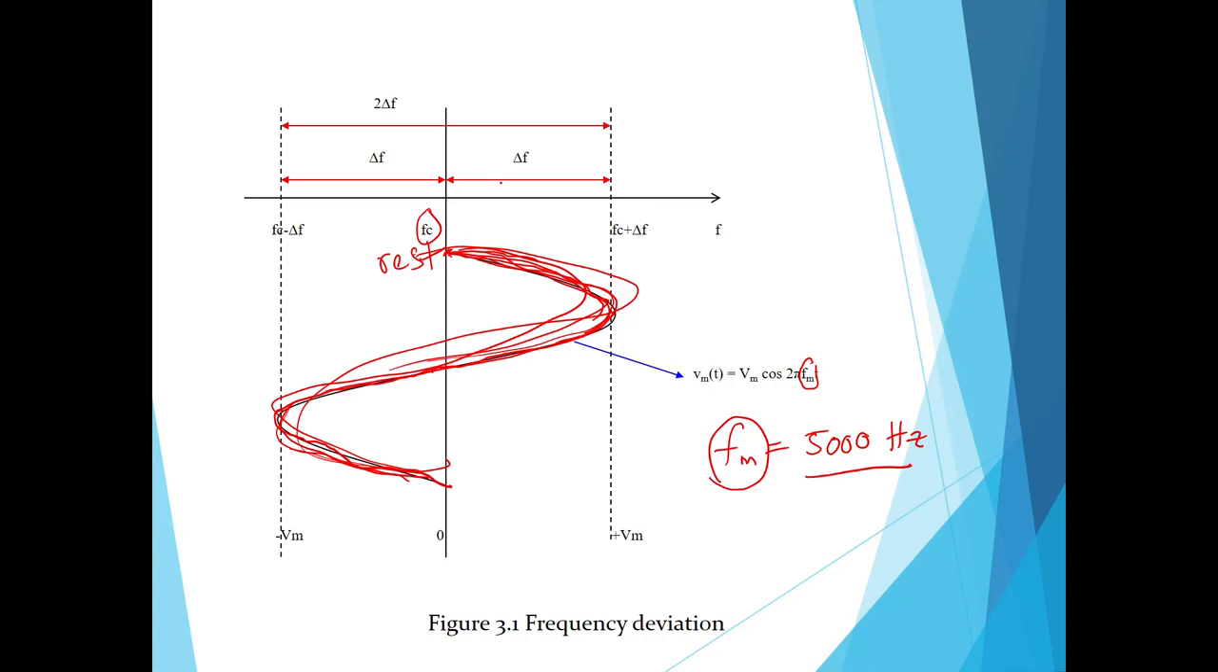From here, you see that the distance from the rest frequency to the upper frequency is delta F, and from the rest frequency to the lower frequency is delta F. So the total distance of the carrier frequency oscillation is equal to 2 delta F. This is what we call the carrier swing. The carrier swing defines the maximum distance of the carrier frequency oscillations. Dia menggambarkan keseluruhan distance pergerakan carrier frequency tersebut.